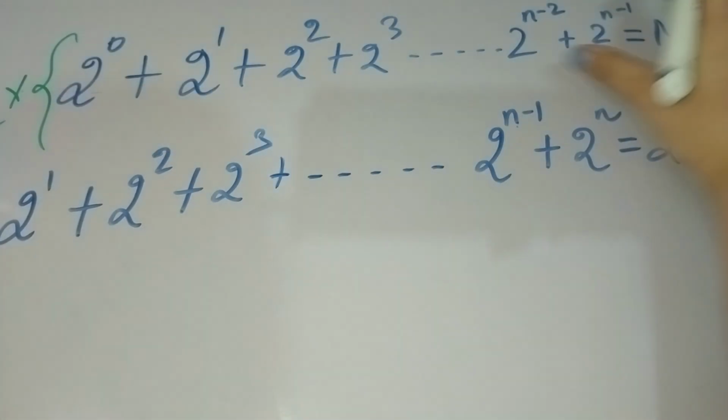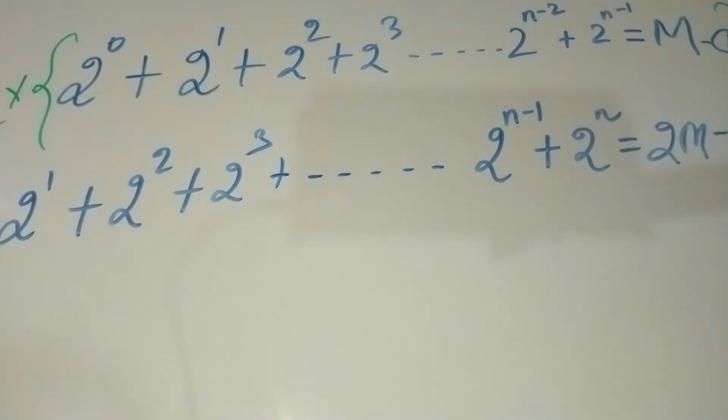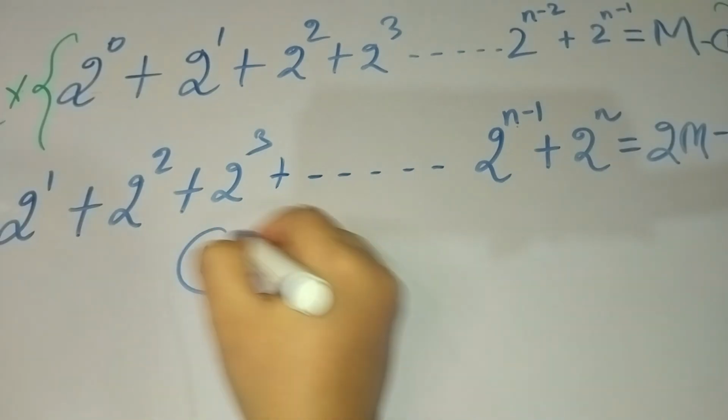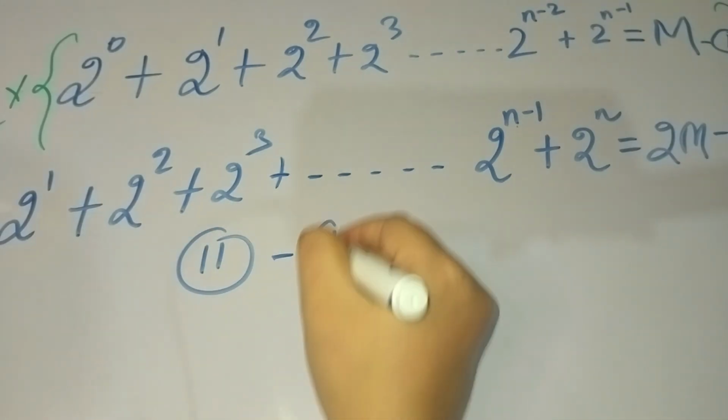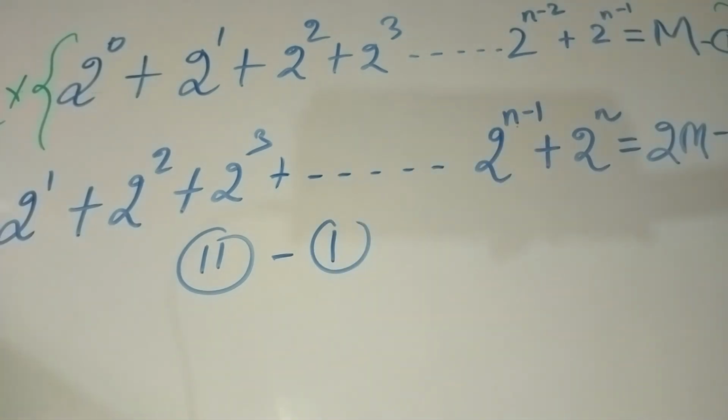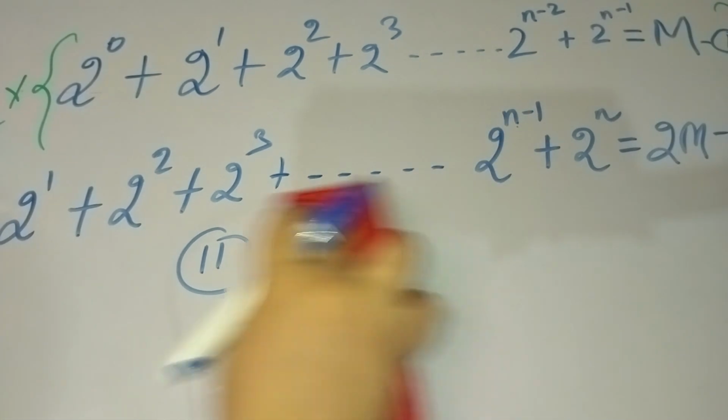So this was my first equation and this is my second equation. So let's subtract equation 2 and equation 1. So I am going to subtract equation number 1 from equation number 2. So let me write equation number 2 below.